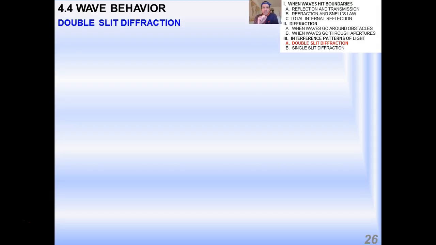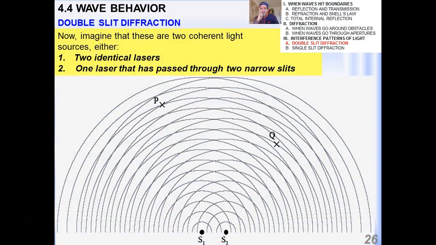I'm going to focus most of my discussion on what's called double slit diffraction, where we're going to talk about lasers, coherent monochromatic light, passing through 2 narrow slits or openings, and what results on the other side, on a screen, in terms of an interference pattern. So you want to really watch this video carefully and take very, very close notes on this.